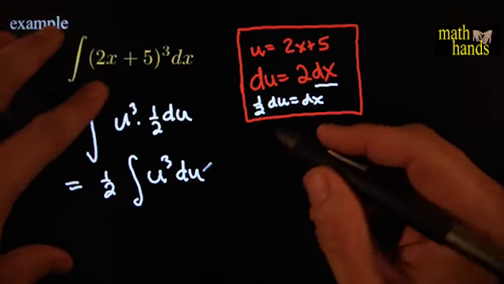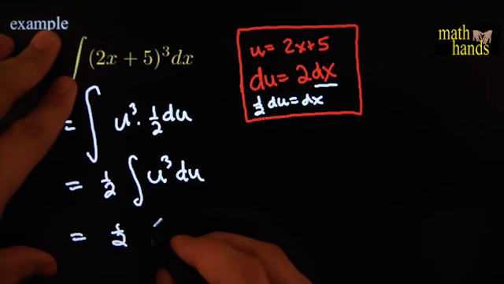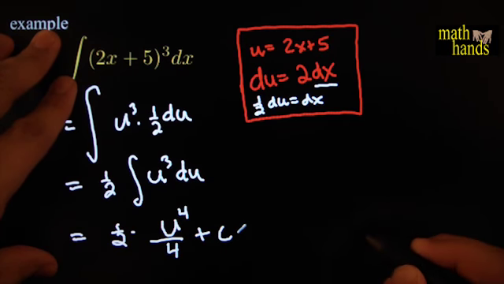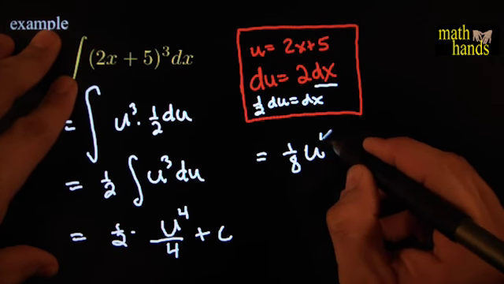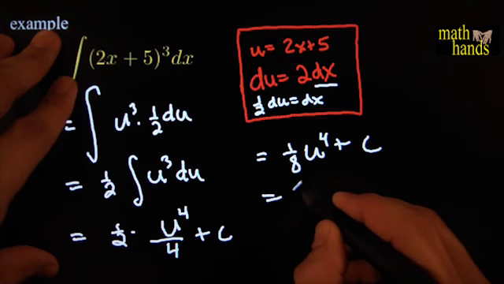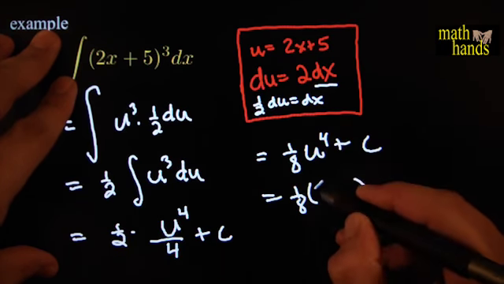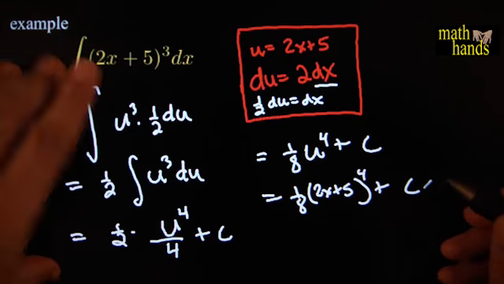That's a basic one. So that would be equal to 1/2 times u to the fourth divided by 4 plus a constant. And what is that equal to? Well, that would be 1/8 u to the fourth plus a constant. And what is that equal to? Again, it's customary. Replace back your u's. So it's (2x plus 5) to the fourth plus c.